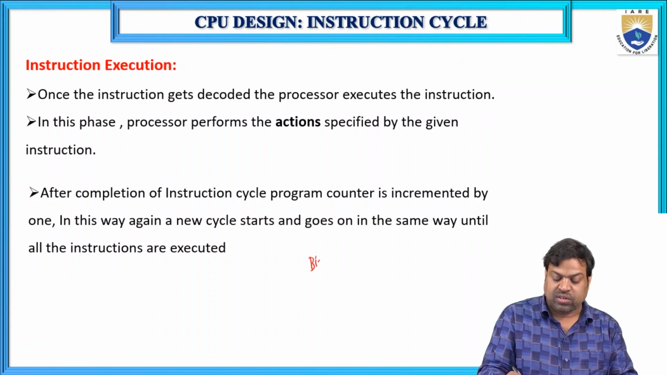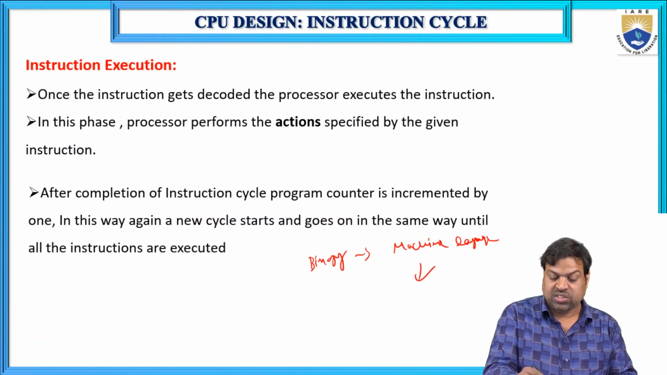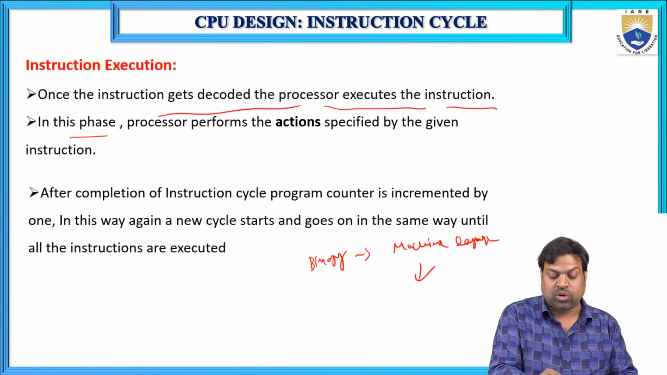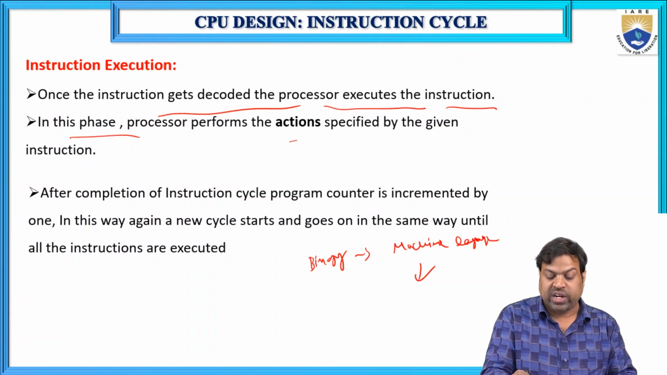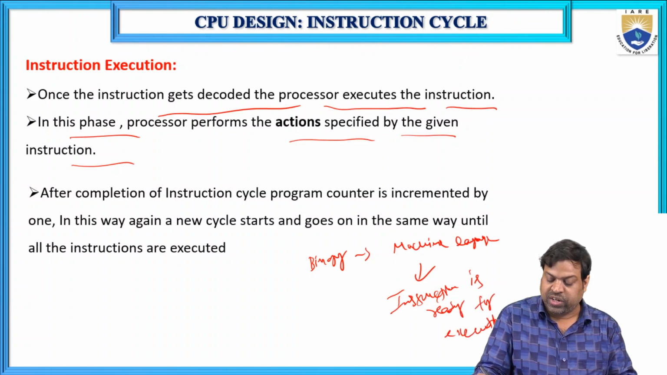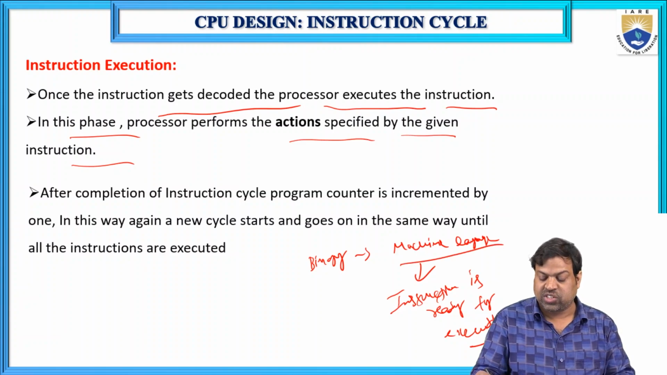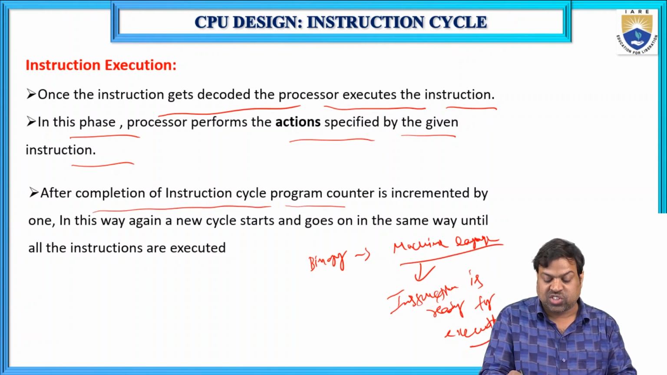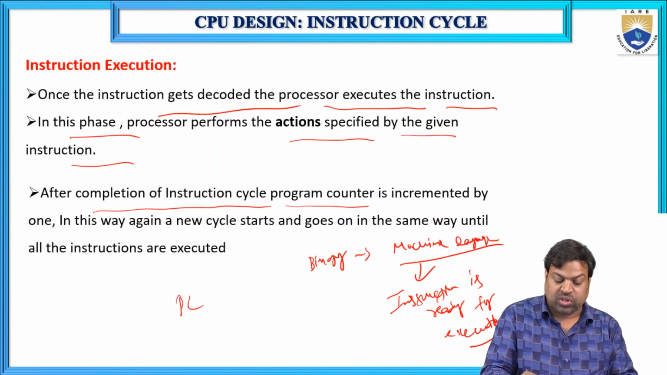So after it is converted to binary, meaning machine language, the program is ready for execution, and this is given by the instruction. So the instruction is ready for execution when it has been converted to machine language or binary language. After completion of the instruction cycle, the program counter, suppose I am giving move ax comma bx, add ax comma bx, and so on.